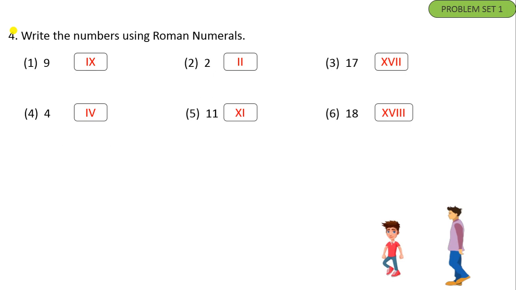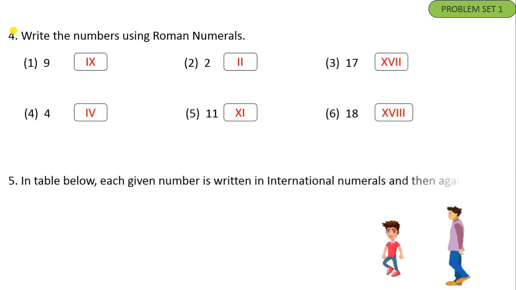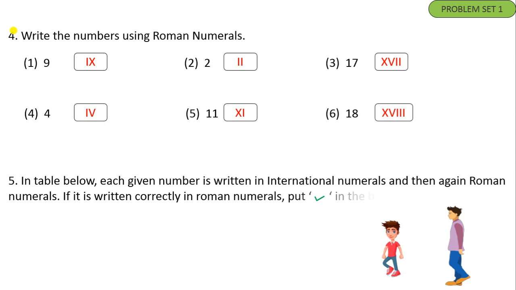Okay. The last question of problem set number 1 is, in the table below, each given number is written in international numerals and then again in Roman numerals. If it is written correctly in Roman numerals, put a correct tick in the box under it, and if it is not, put a wrong tick and correct it.